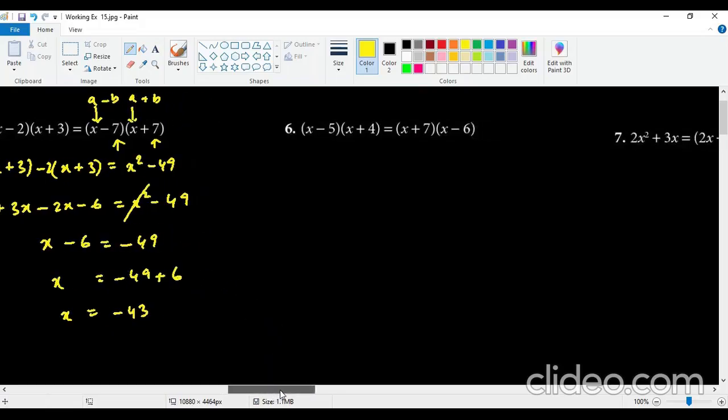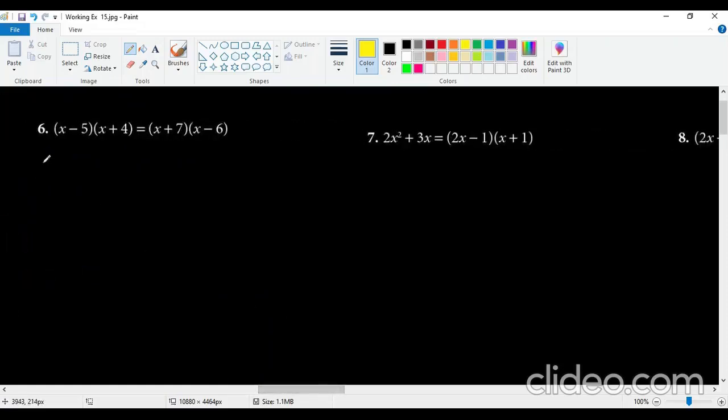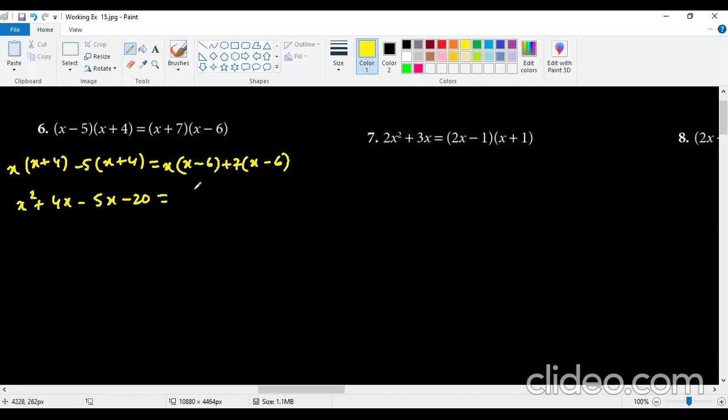Moving on to question number 6. The same pattern is going to be applied here. I will write x plus 4 two different times, and I will multiply by x and then minus 5. On the right hand side, I will write x minus 6 two different times, and x plus 7 this way. So this is going to give us x square plus 4x minus 5x and minus 20. On the right hand side, you will get x square minus 6x plus 7x, and plus minus is a minus. 6 times 7 is 42.